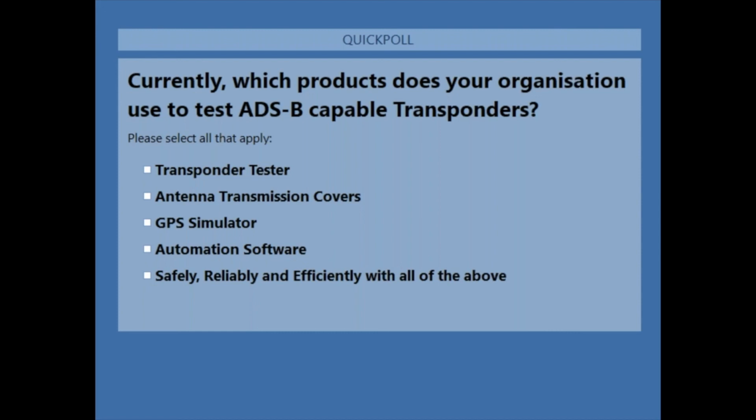So we've had around 35% of the audience vote. If you could just keep getting your answers in, remember it is multiple choice, so you're able to select more than one answer if that is applicable to the way that your organisation tests ADS-B capable transponders. It's up to around 50% just now, so we'll give you 30 more seconds to get your last answers in. That'd be great, thanks.